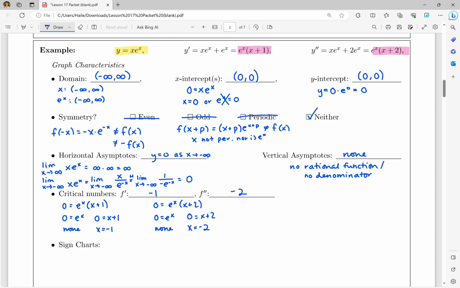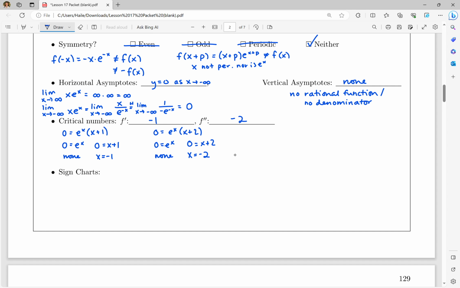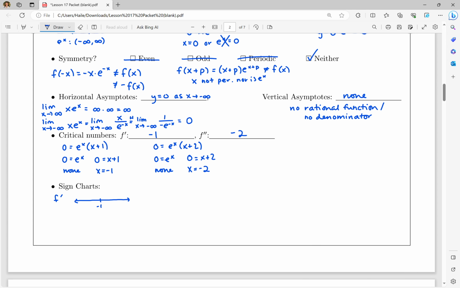Okay, so now it's time to go into our sign chart. So f prime, first, let's draw a number line. Let's put our critical number on there, so -1. All right, so let's write our factors over here. So we have e to the x and x plus 1, and then we're going to end up multiplying these and getting f prime.